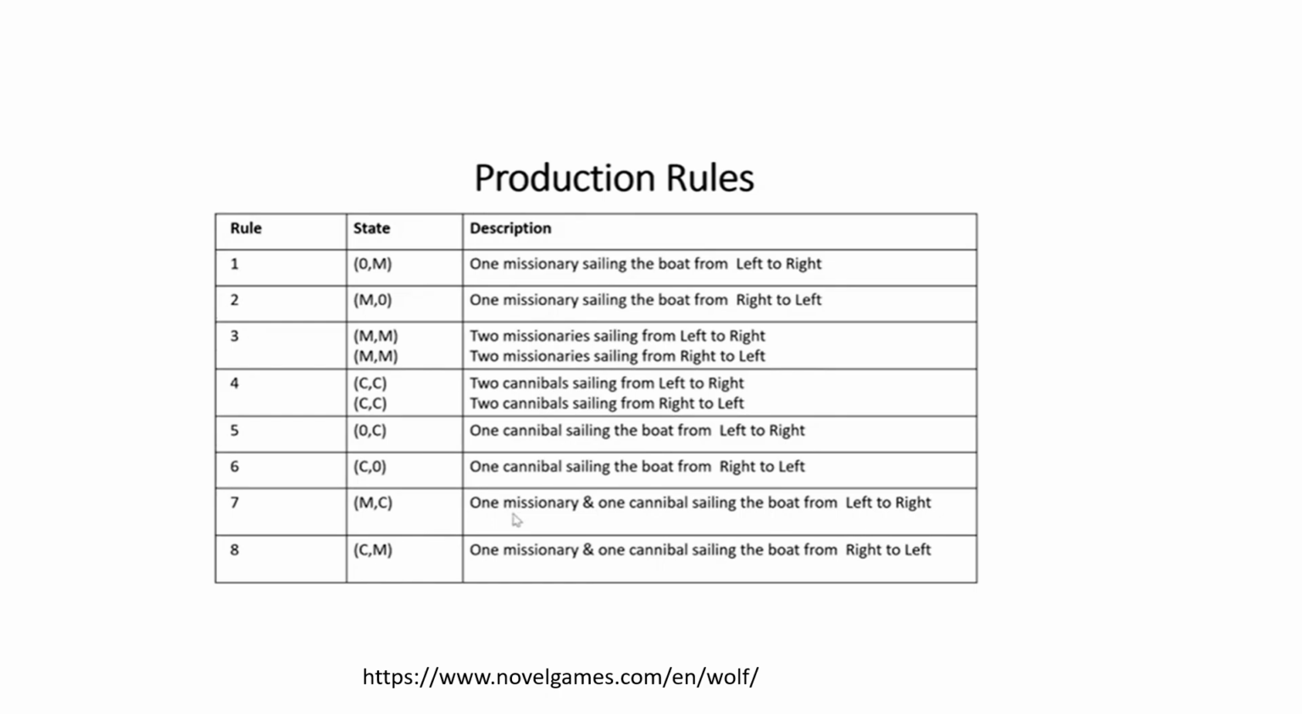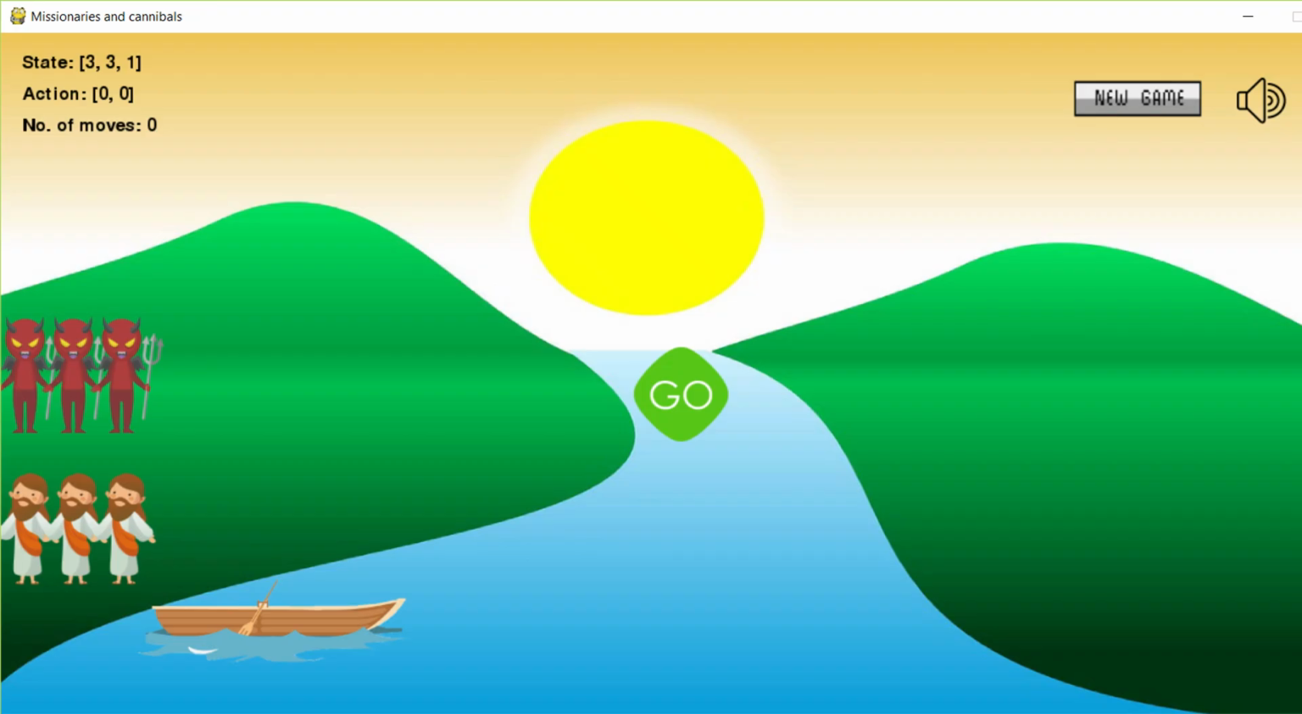Maybe in this 7 and 8 case, we have two missionaries and one cannibal, which means the cannibal would definitely be eaten by the missionaries. Okay, that is the constraint. So this is the boat representation. We have the boat representation over there, and we can take the cannibal and then the missionary.